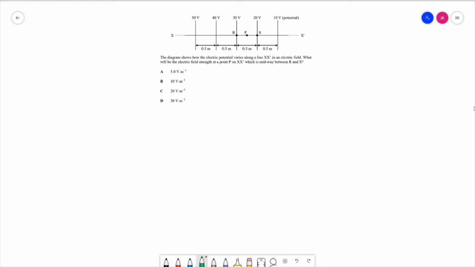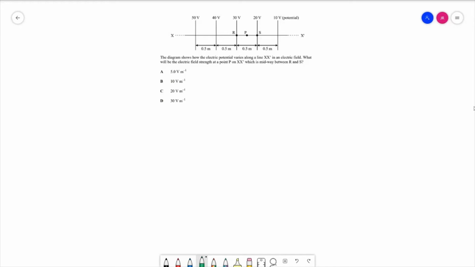On then to an example. This is again an AQA past paper question from 2002, so from a long time ago, but as I always say, we know full well the physics stays exactly the same. So the question says, the diagram shows how the electric potential varies along a line XX primed in an electric field. What will be the electric field strength at point P on XX prime, which is midway between R and S? And it gives you the multiple choice selection there. As usual, pause the video, have a think about it, and come back when you've got an answer.